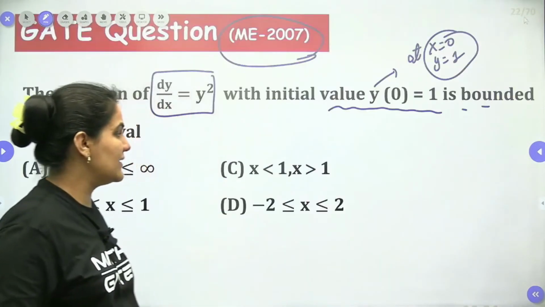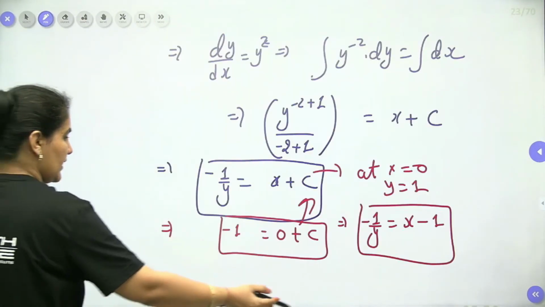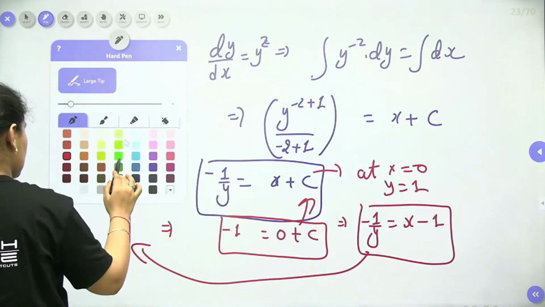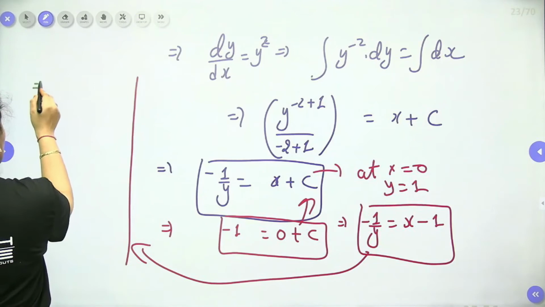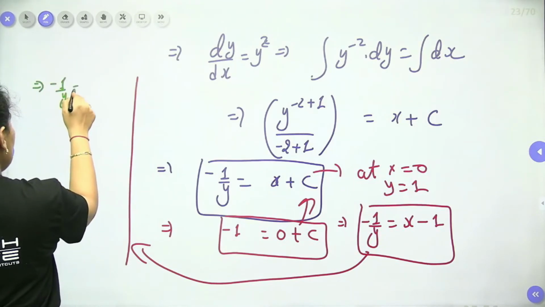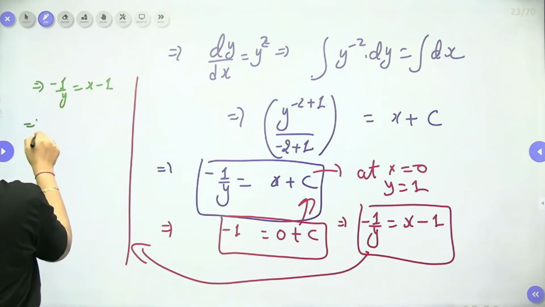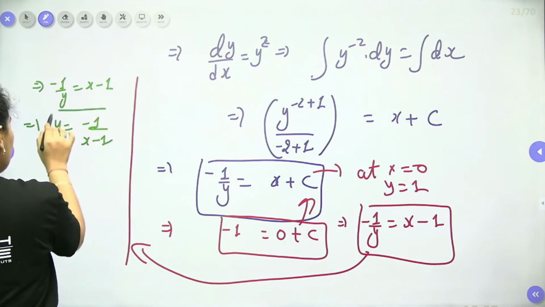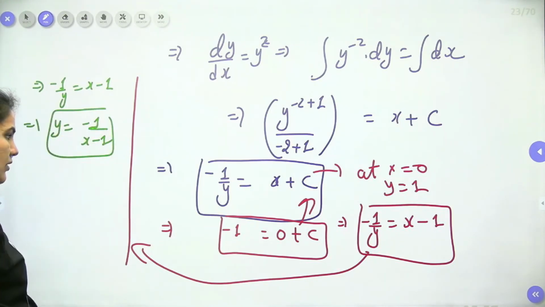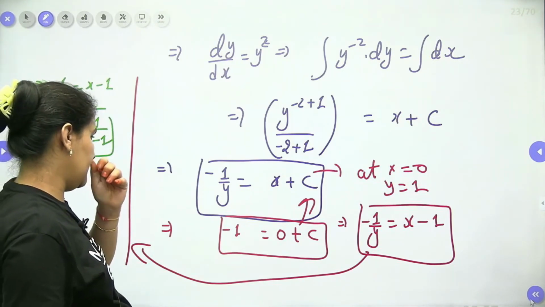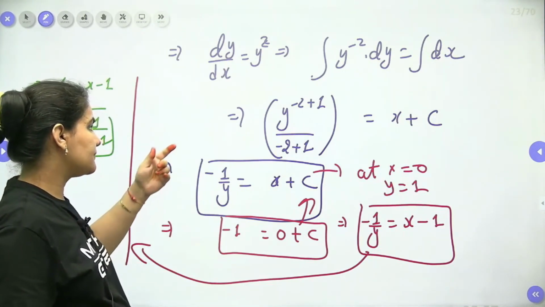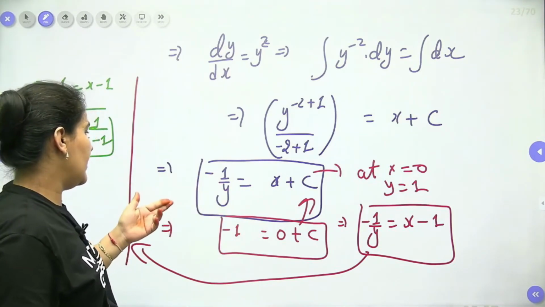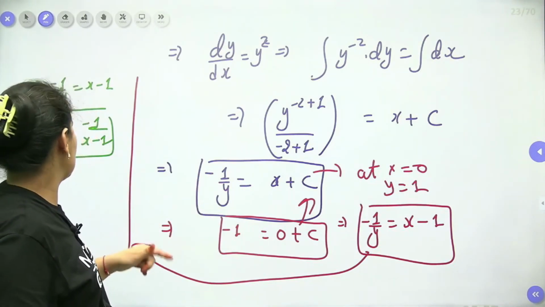Now we are not getting exactly the answer in this form. We can write it in a different form. So it is nothing but minus 1 by y is equal to x plus c. When we approach it, y is equal to minus 1 by x plus c.